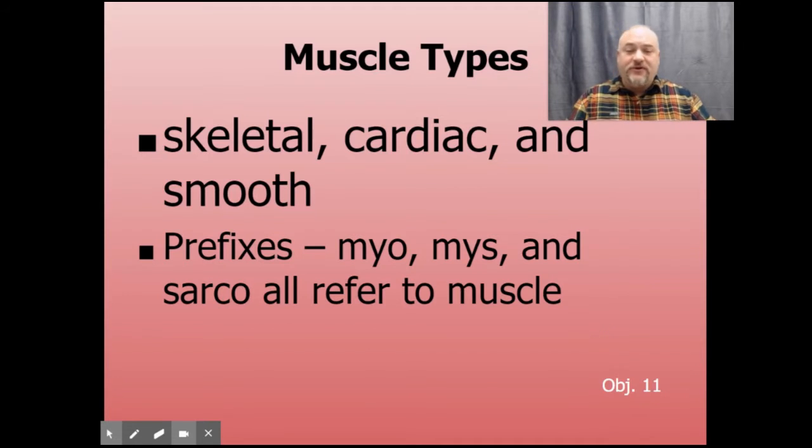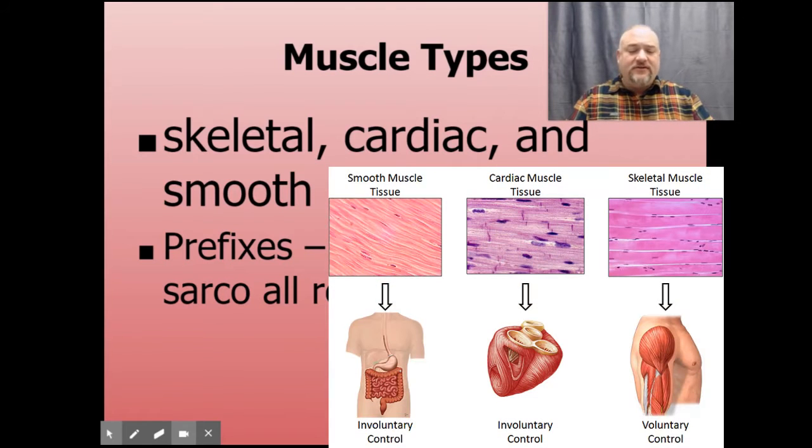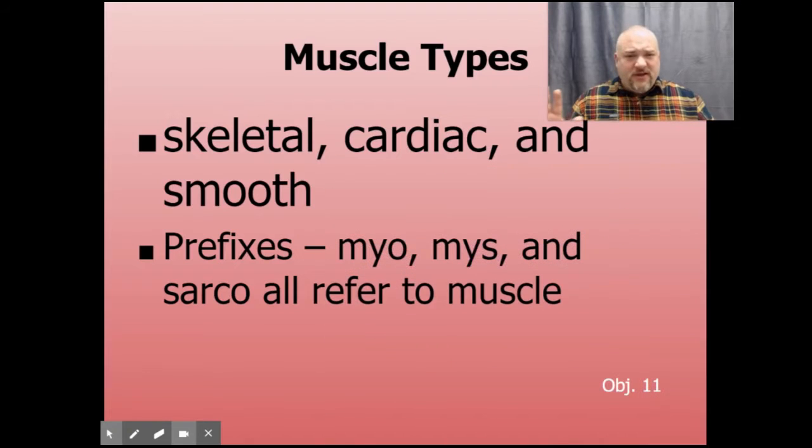Muscle types, there's three main muscle types. We've already talked about them in the histology unit and their basics, but we'll just do a quick, brief overview of them right now. We've got skeletal, cardiac, and smooth muscle. Another thing to keep in mind is if you see the prefixes myo, mys, and sarco, they're all referring to something having to do with muscles. And just in case I screw up later, I sometimes will flip the R and the C around in sarco and say sacro, but it is supposed to be sarco.